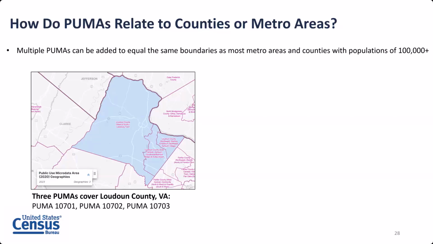And what most people want to know is, how do these geographies relate to geographies that I already know? Typically, what you'll see is that they relate very well to county boundaries. The way you'll see this play out is typically one of two ways, depending on the population size of the county. If the county has over 100,000 people, as the example on the screenshot on the left shows for Loudoun County, Virginia, you'll typically be able to add one or more PUMAs together to equal the boundary of the county. So this shows 3 PUMAs on the left that equal the boundary of Loudoun County, Virginia.